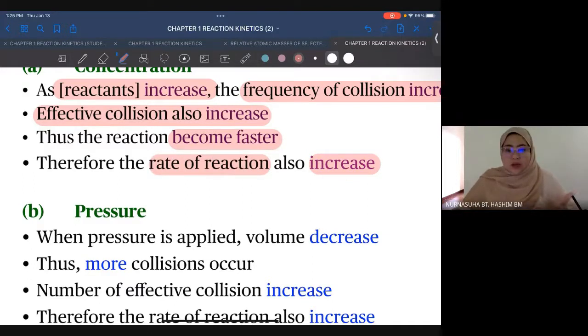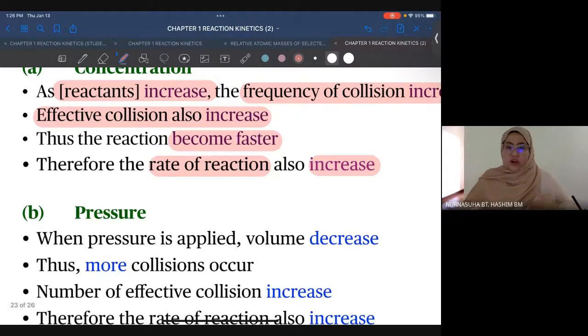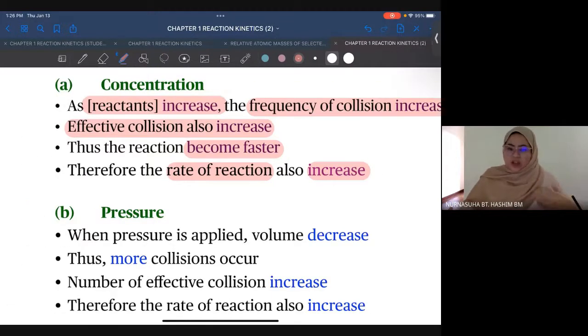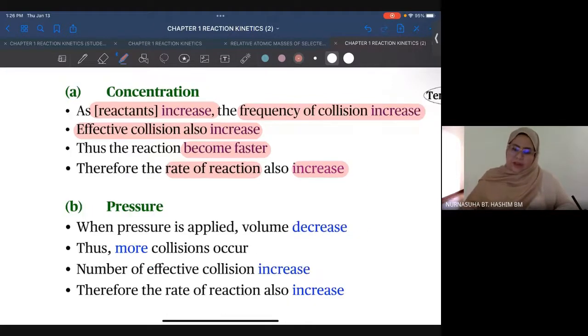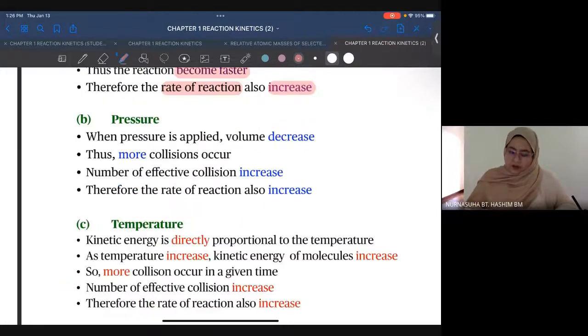So basically this is how we answer the question. Kalau soalan tanya, contoh, Diana, apa effect concentration on rate of reaction? So you cakap je, the greater the concentration of reactant, the more collision occur. Therefore, effective collision also increase. Reaction become faster, so rate of reaction increase. Senang saja. Madam dah buat ayat yang simple dah untuk awak faham ni.